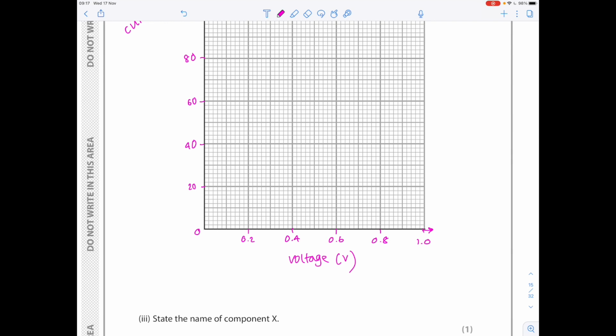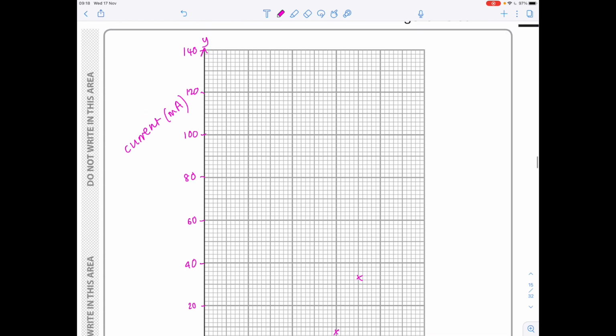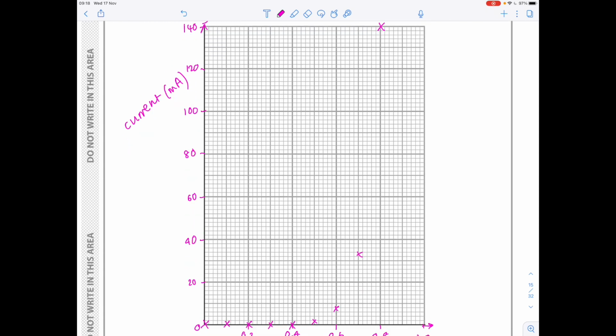Now we're ready to draw our graph. So you need to stop the video and have a look at those numbers. The first point is 0 on the voltage and 0 on the current. Then we've got 0.1 on the voltage and 0 on the current. 0.2 on the voltage, 0. 0.3, 0. 0.4, 0. 0.5, 2. 0.6, 8. 0.7, 33, so we're jumping, and 0.8, 140. Oh, it's going to be difficult to draw this line of best fit. I'm going to really struggle on the iPad.